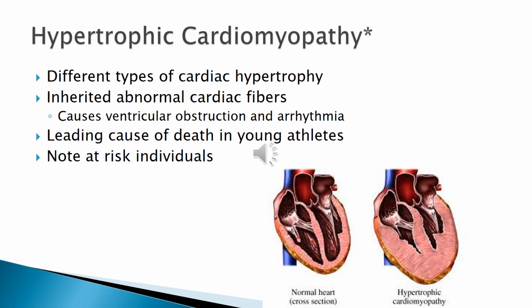Again, note at-risk individuals if they had a close relative suddenly die under age 50, or if there's any type of personal history of syncope, chest pain, things of that nature. Take a look at this, and for your signs and symptoms chart, note some of the things that could possibly predispose people to this, and also note the different treatments involved.